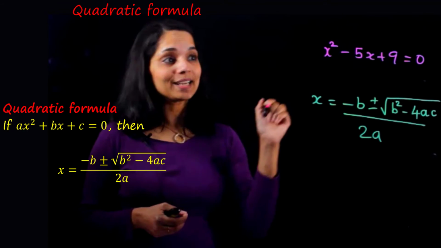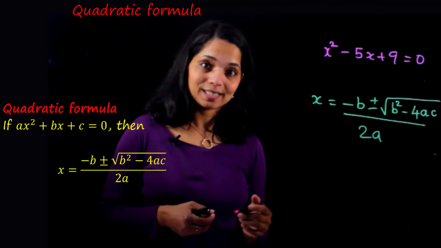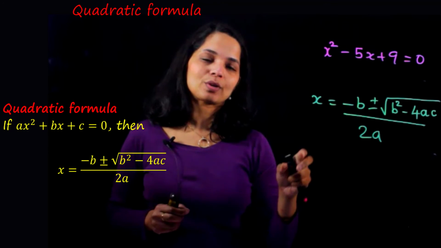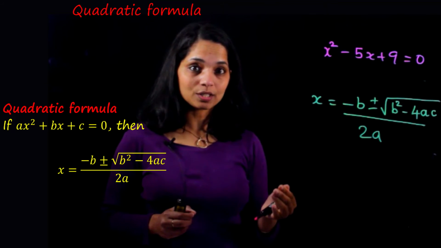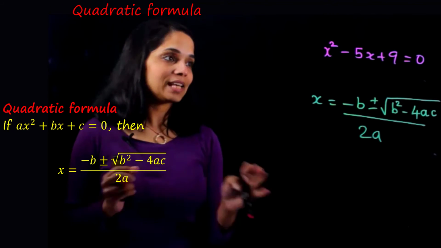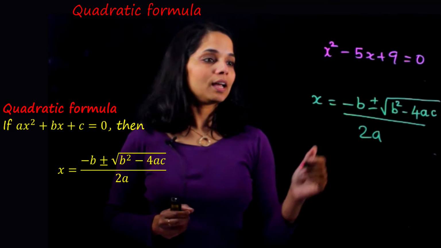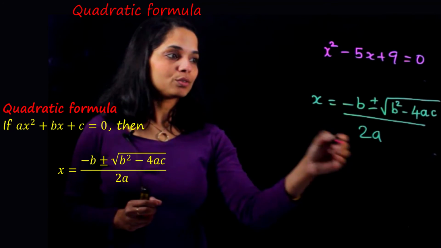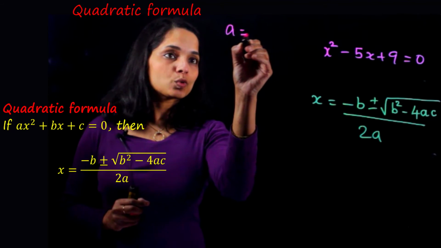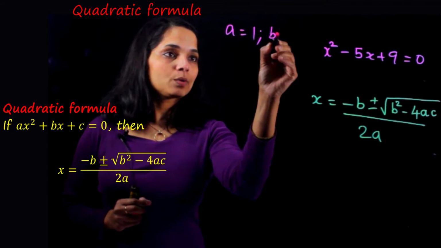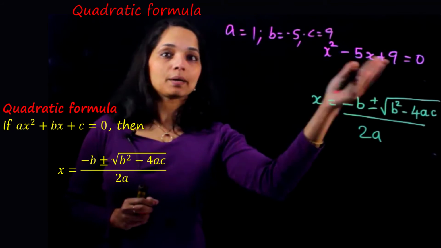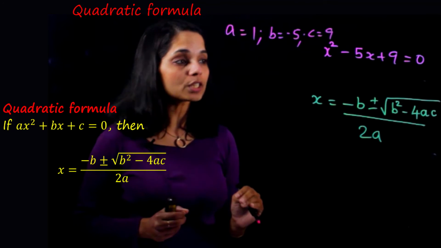Let's do another example: x squared minus 5x plus 9 equals 0. As in the previous case, this is also hard to factorize. But the quadratic formula is so straightforward and it follows the same process as for any other quadratic function. Let's find the solution of this one using the quadratic formula. a equals 1, b equals minus 5, and c equals 9, by comparing this with the general quadratic expression.